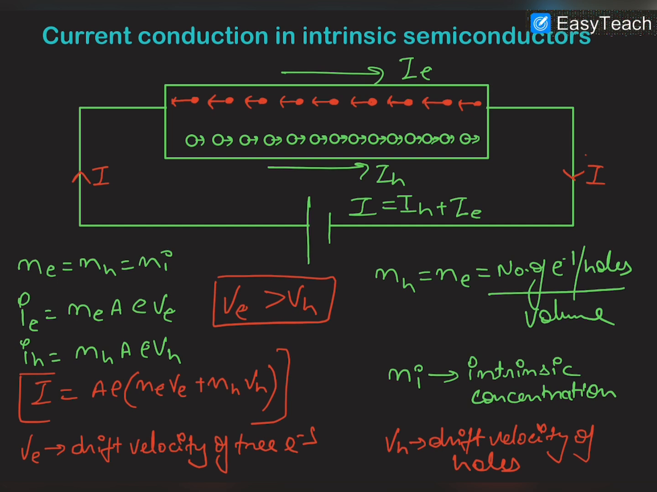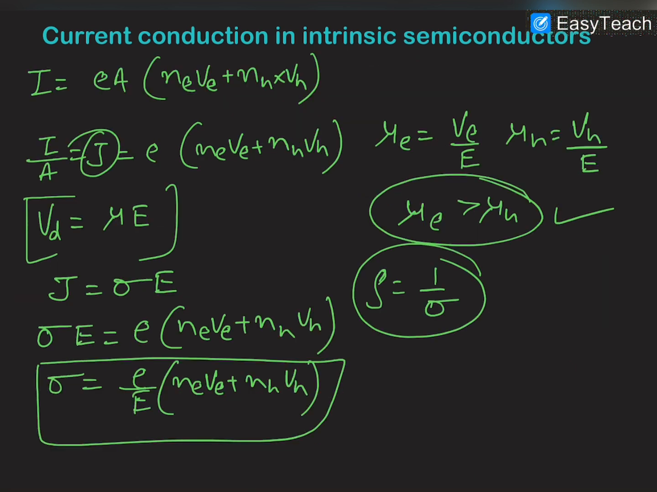Now, if we talk about the current density J, it is I by A. So I by A will be e times (NeVe plus NhVh), and the drift velocity is mobility times electric field, where mu represents the mobility. And we also know the microscopic form of Ohm's law, that J is equal to sigma E. So we can write this J as sigma E, and sigma is e times this. So sigma is e times (Ne mu e plus Nh mu h).